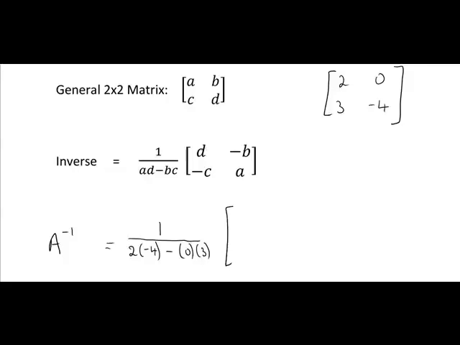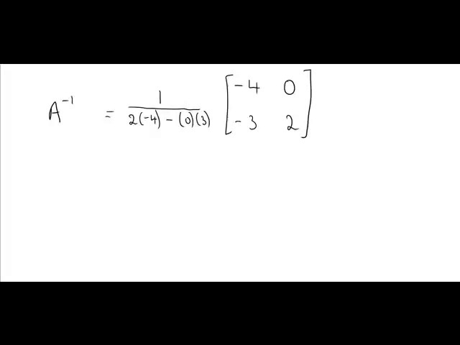In the matrix, A and D swap positions, so that means 2 and minus 4 will swap positions, while B and C change signs, so 0 and 3 change signs. It has no effect on 0, 3 just changes to minus 3. Next, we just complete some multiplication and addition here.